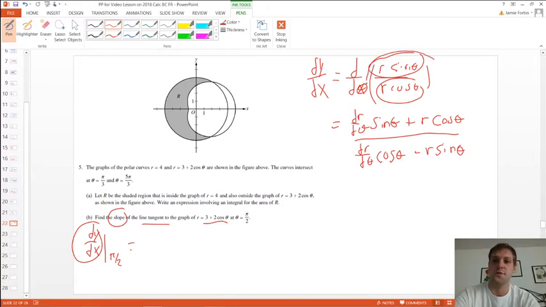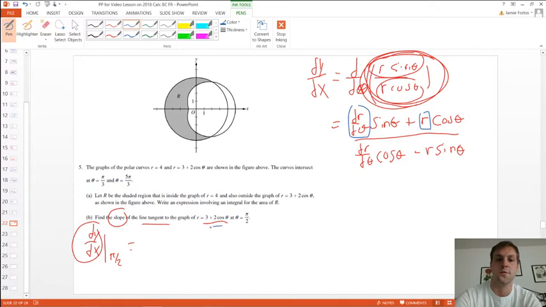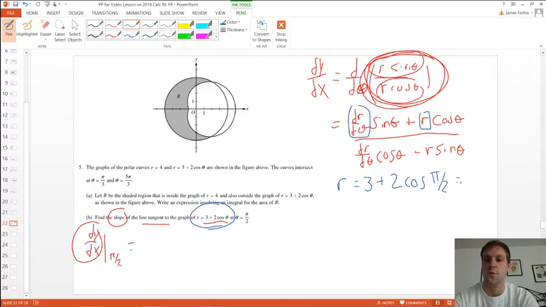I told you that you can memorize this formula, or what I do, as you just saw, is I always just remember to take the derivative of y divided by the derivative of x. So, I just need to plug in pi over 2 for theta, but other values I'm going to need are dr over d theta and an r value to plug in. We're going to get both of those from r equals 3 plus 2 cosine theta. The r value is r equals 3 plus 2 cosine of pi over 2, which is just 3.